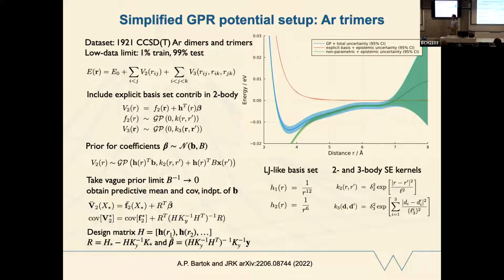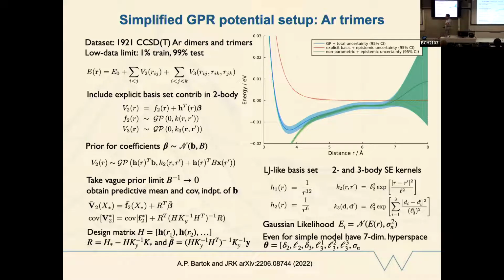Okay, and what I'm going to do for my basis set, for my argon things, is use the Lennard-Jones type basis set, and I'm using standard squared exponential kernels. I'm also putting in a Gaussian likelihood. So I'm assuming that the observations of the energy that come from the quantum chemistry method match this model on average with some Gaussian noise. That gives us seven hyperparameters that we have to optimize.